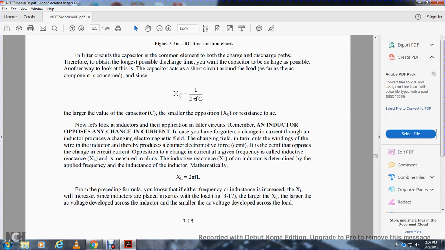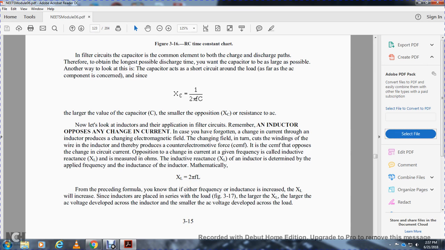Now let's see the inductor application in the filter circuit. Remember, inductors oppose any change in current. In case you have forgotten, the change of current through the inductor produces a changing electromagnetic field. The changing field cuts the turns of wire in the inductor, thereby producing a counter electromagnetic force. The counter electromagnetic force opposes the change of the circuit current.